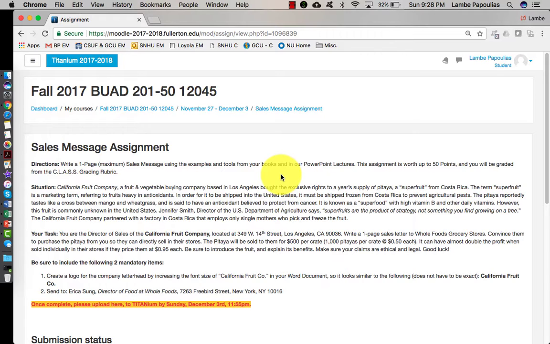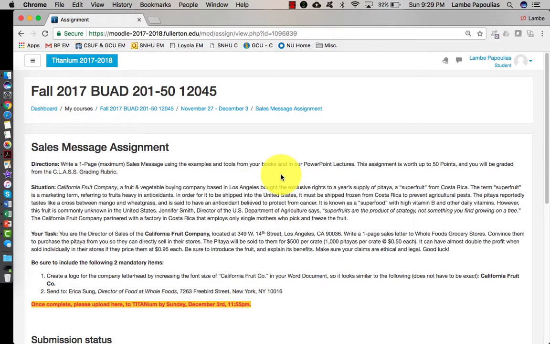So your task: you are the director of sales of the California Fruit Company, located at 349 West 14th Street in Los Angeles, California, 90036. Write a 1-page sales letter to Whole Foods grocery stores. Convince them to purchase the pitaya from you so that they can directly sell it in their stores.